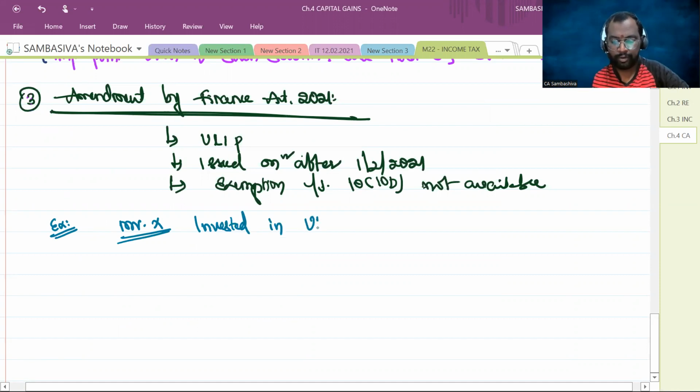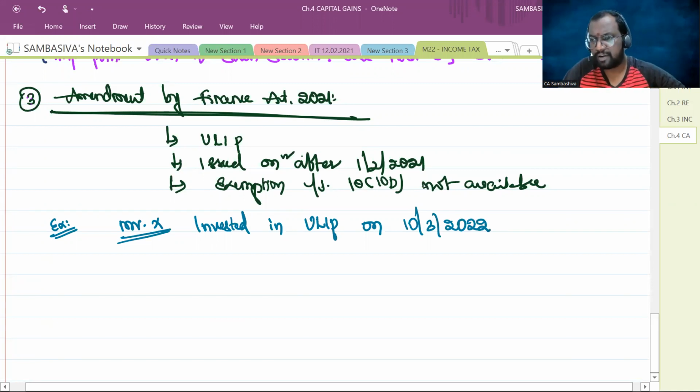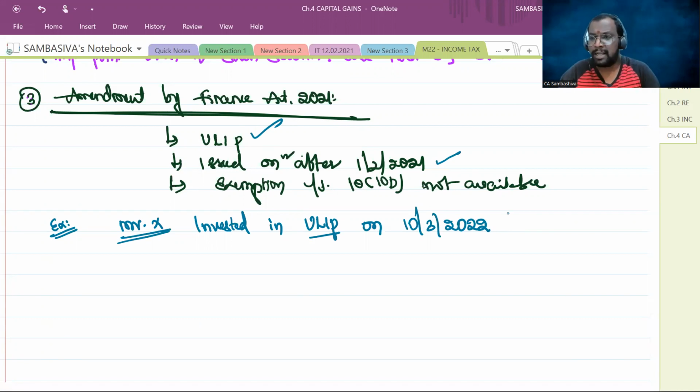Invested in a unit linked insurance policy on 10th of March 2022. So the policy was issued on or after 1st February 2021. This condition is satisfied. It's a ULIP and issued on or after 1st Feb 2021. Both the conditions are satisfied. What do unit linked insurance policies mean? How are they different from a normal insurance policy?